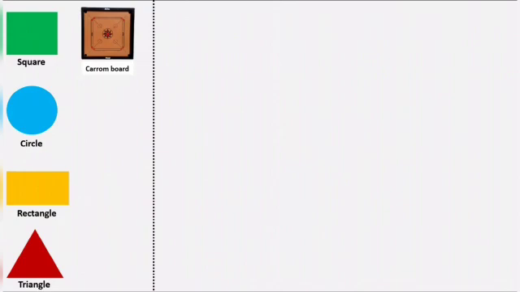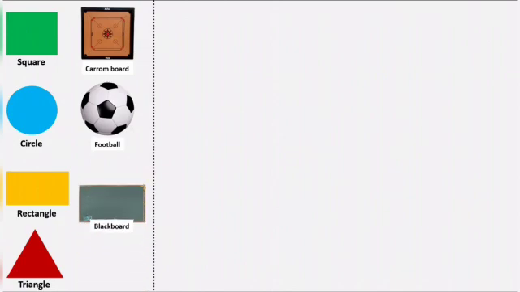For circle, here comes football. Isn't it circular? Yes. For rectangle, here comes blackboard. I hope you all have seen the blackboard in your classrooms. Yes. So now you can relate these figures. For triangle, here comes pizza slice. Isn't it very interesting, children?